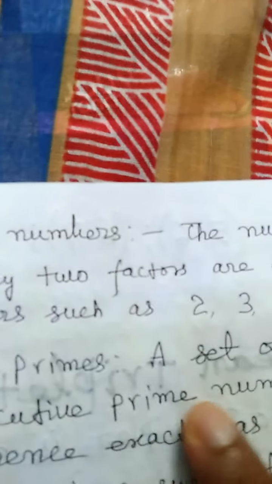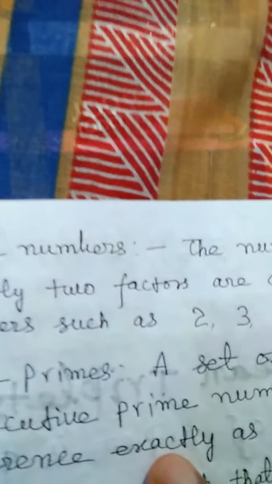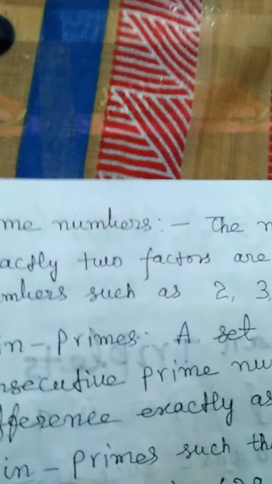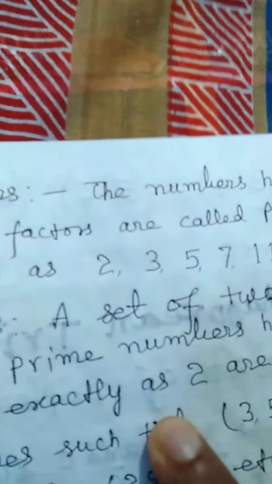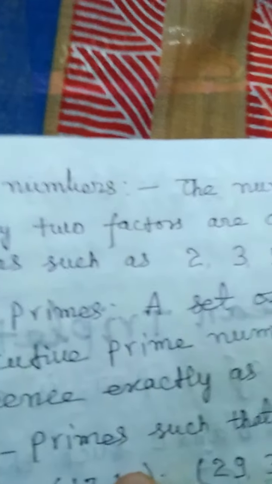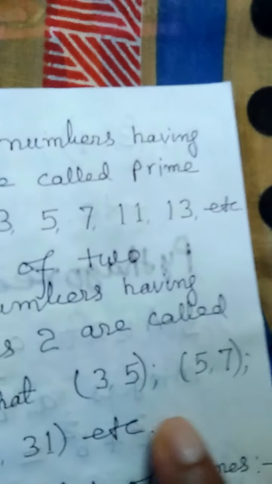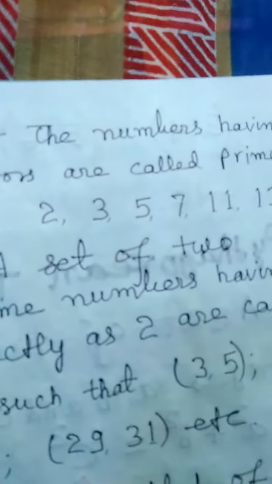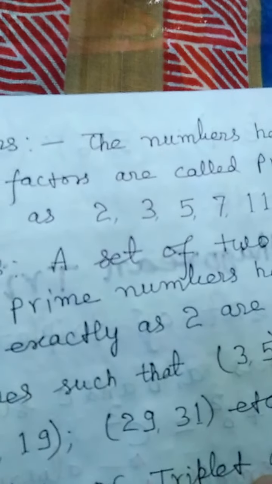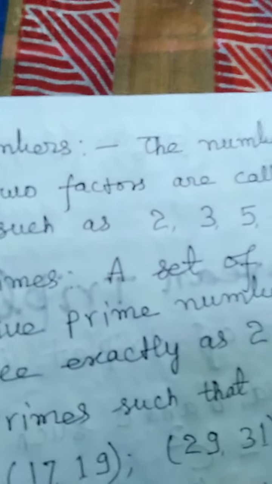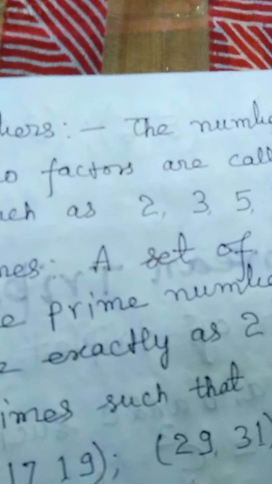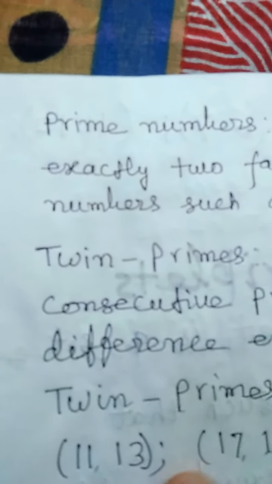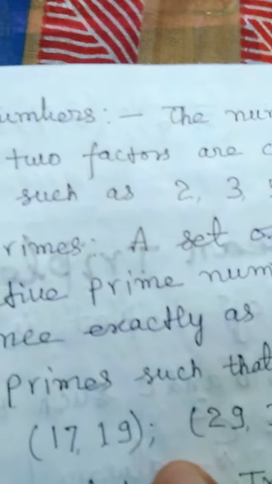Twin primes. A set of two consecutive prime numbers having a difference of exactly 2 are called twin primes, such as 3 and 5, 5 and 7, 11 and 13, 17 and 19, 29 and 31, etc. All these are in pairs and the difference is 2 only. 5 minus 3 is 2, 7 minus 5 is 2, 13 minus 11 is 2, 19 minus 17 is also 2, etc.